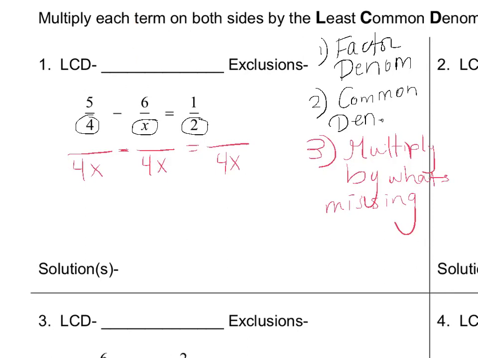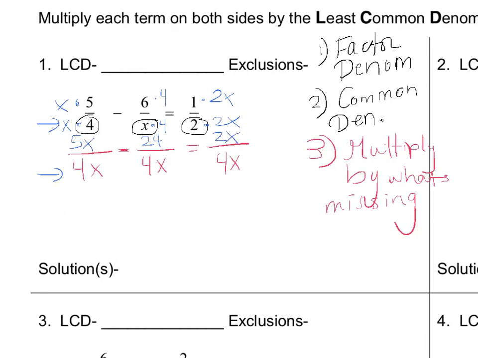So let's compare 4x to 4. What do you think should multiply 4 by to get 4x? You need to multiply by x, so you multiply the top also by x. So we're going to have a 5x over here. Now compare 4x and x, the second fraction. You have to multiply this by 4. So 6 times 4 is a 24. Now what should you multiply 2 by? You have to multiply by 2x to get 4x. So you multiply the top also by 2x.